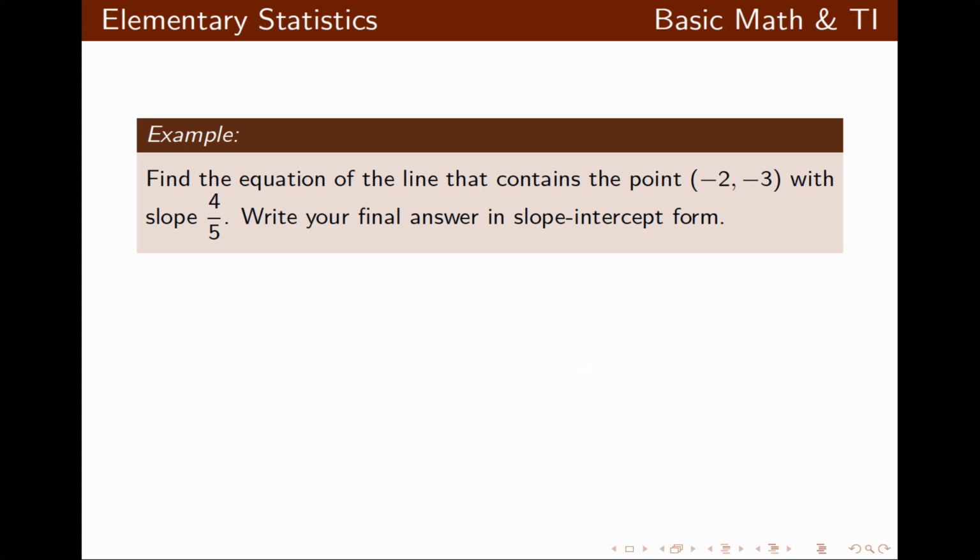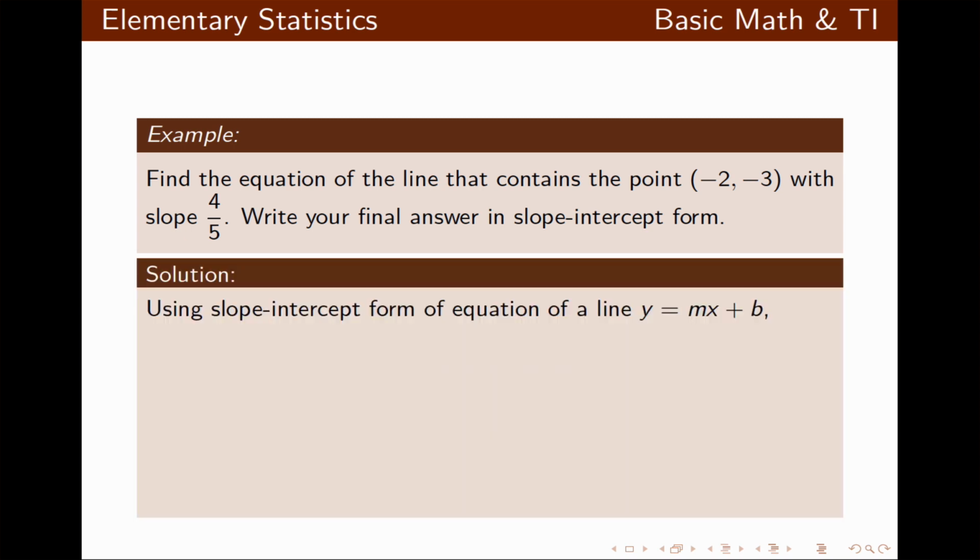Now let's find the equation of the line that contains -2, -3 with a slope of 4/5. And we want to write the answer in slope-intercept form. Now a slope-intercept form is y equal to mx plus b, where m is the slope and b is the y-intercept.